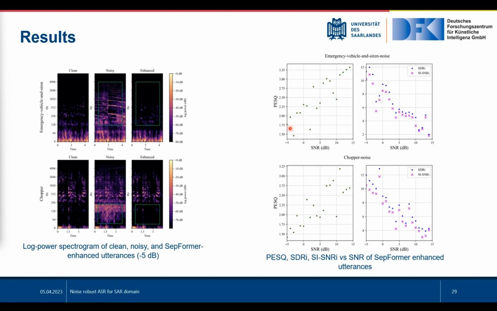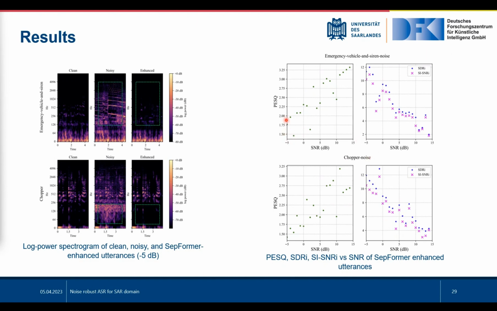To the right, you can see PESQ scores versus SNR and SI-SNR or SDR versus SNR. And we observe that the improvement in the SNR and SDR were greater for utterances with -5 decibel, indicating more significant enhancement than for higher SNR. Basically, when you have -5, it means you have more noisy content in your speech signal. Hence, the improvement is quite big. And this pattern is consistent across all noise types.